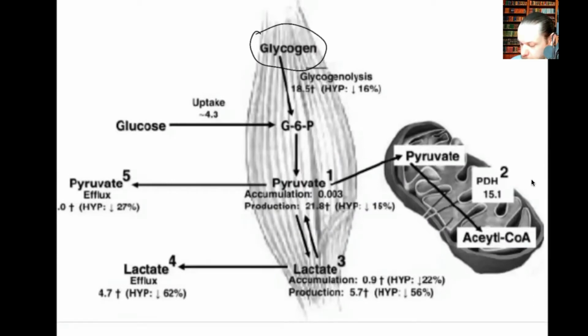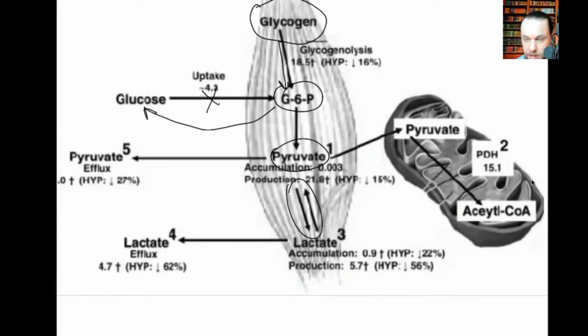It does store glycogen. It does go up to glucose 6-phosphate, but from glucose 6-phosphate, it cannot make glucose. Why? Because it's missing that key enzyme, glucose 6-phosphatase. It makes pyruvate. Pyruvate can further be made into lactate by lactate dehydrogenase enzyme. Pyruvate has two fates. It can come out as pyruvate and go into acetyl-CoA in mitochondria. Lactate can be used in the liver for those functions.